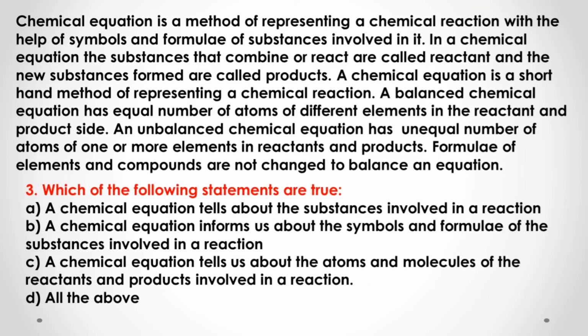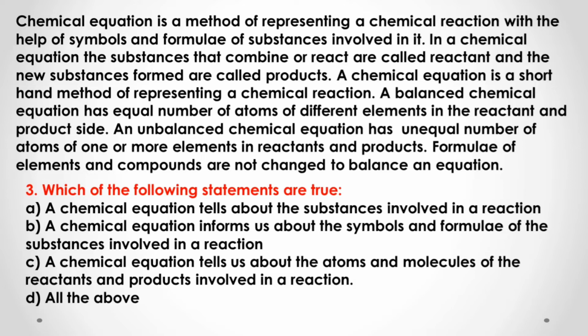Question number 3. Which of the following statements are true? So 4 statements are given here. We have to identify the statement which is true. Statement A: a chemical equation tells us about the substances involved in a reaction. We know that this statement is true because by looking at the equation, we can understand the number of reactants or what type of reactants are present in the reaction and what kind of products are formed in the reaction.